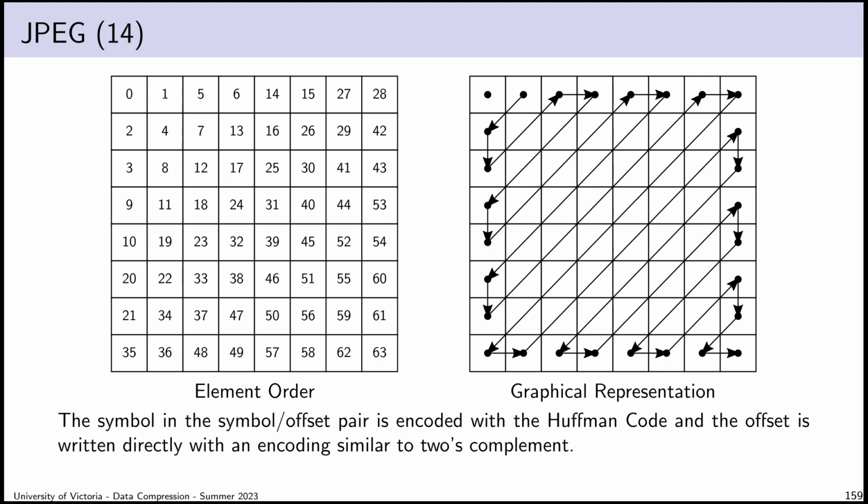The offsets are encoded with a sort of 2's complement-ish encoding. It's actually very bizarre. We won't worry too much about it because you probably won't need that for your assignment. But it certainly seems as if they complicated things unnecessarily with that. So we take these symbol offset pairs of our differential encodings, we encode the symbol with a Huffman code, and the offset is written directly using a signed representation that has some resemblance to 2's complement. But that's lossless stuff, and we know a lot about lossless stuff by now, so we won't worry too much about that. We know there are lots of ways of encoding stuff into bits.